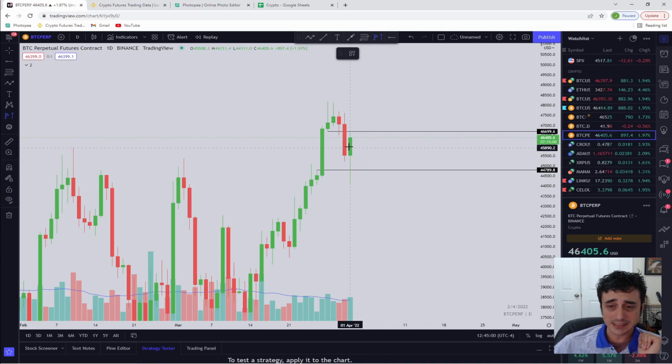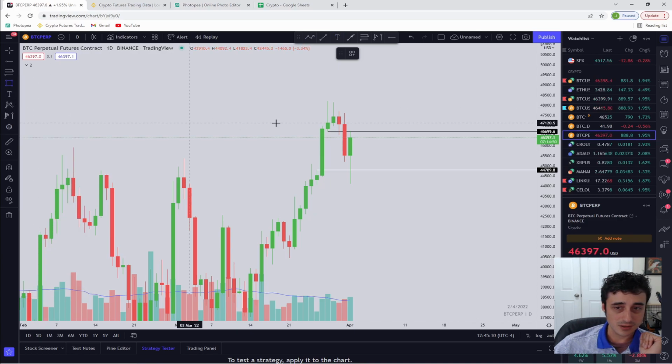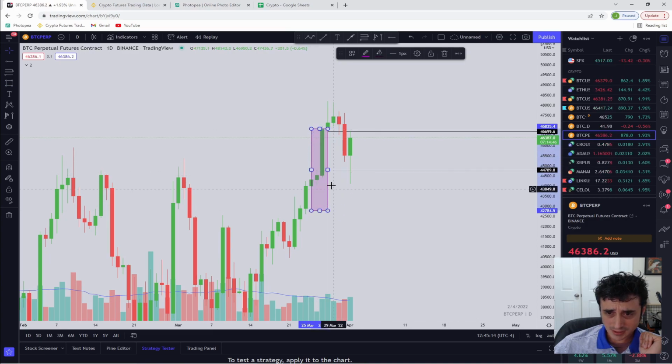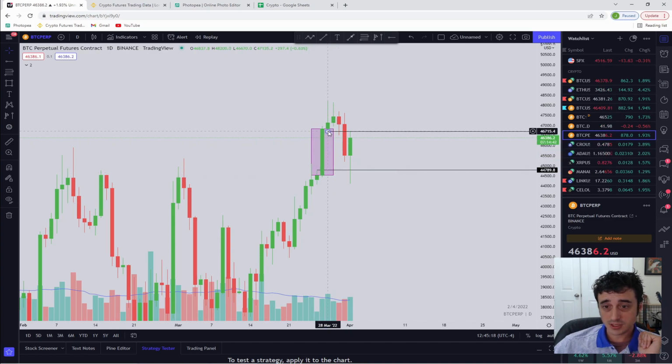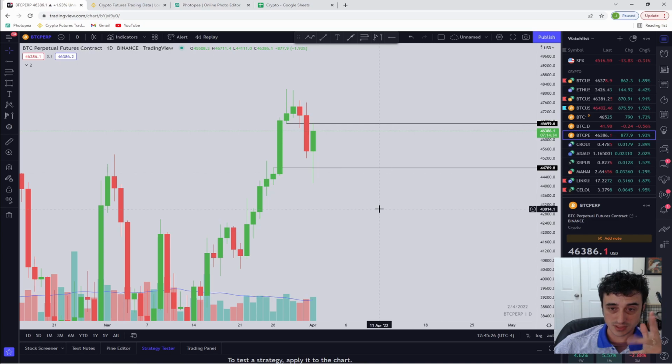Technically, this is not the extent of the imbalance. Actually, now that I say that, I'm going to use a box. The extent of the imbalance is this whole candle, right? However, this wick here and this wick here have mitigated some of it already. So that's why we draw those wicks to decide.